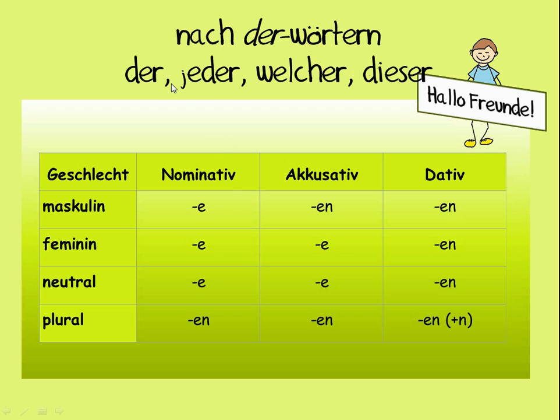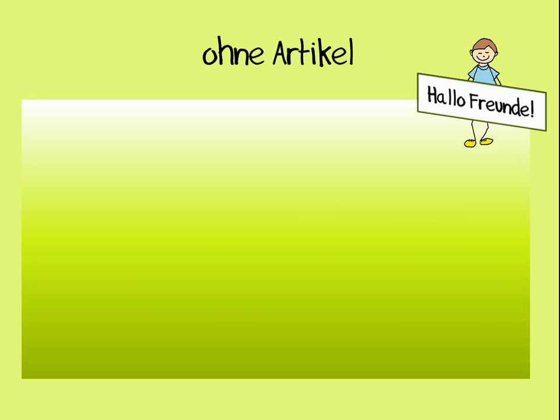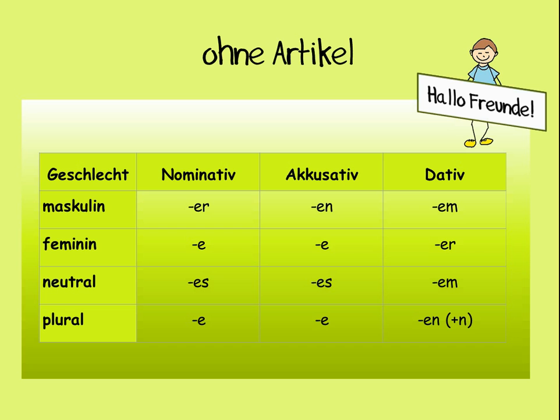I want to point out that a der word is not just der, die, das, but also jeder, every, welcher, which, and dieser, this. Okay? And here are the endings that we have for adjectives that are not preceded. There is no article in front of it. Pretty simple here. Okay?